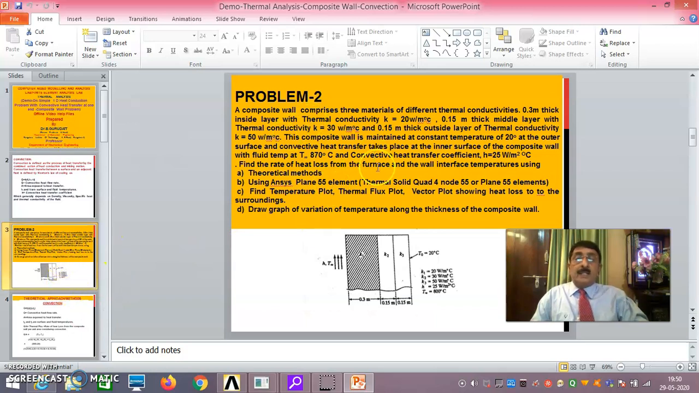Okay, this is problem 2, as per the manual. A composite wall problem comprising three layers: 0.3, 0.15, 0.15. The first material has a thermal conductivity of 20 watt per meter degree centigrade, the second 30, and this is 50. So 20, 30, 50, and the convective heat transfer coefficient is 25 watt per meter square degree centigrade, and the fluid temperature is 800 degrees centigrade.